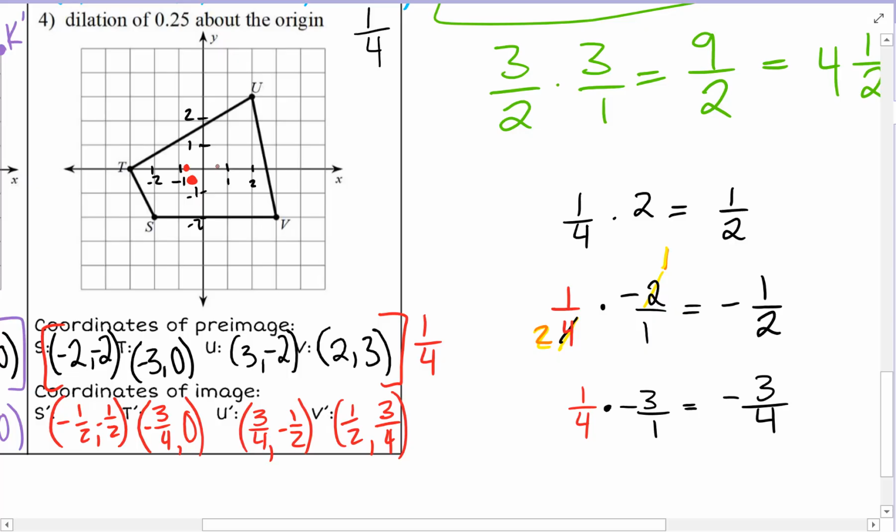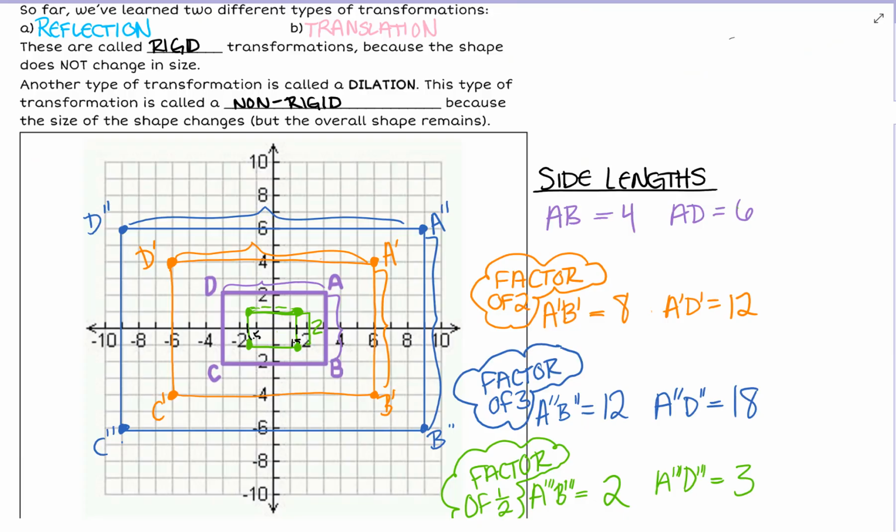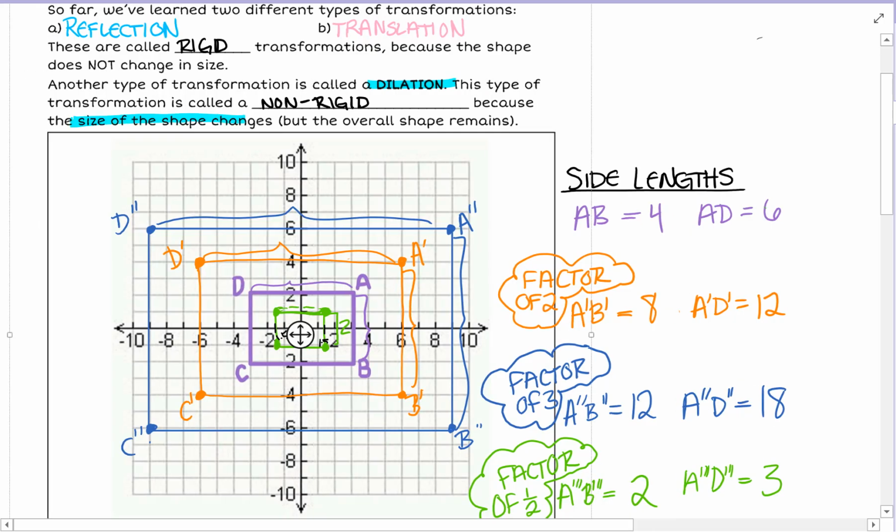3/4, comma -1/2. So we go 3/4, -1/2, and 1/2, 3/4. Not quite up 1. It's an itty bitty shape. Okay, and that's a dilation of 0.25 or 1/4. To recap, a dilation changes the size of the shape, but the overall shape itself remains.